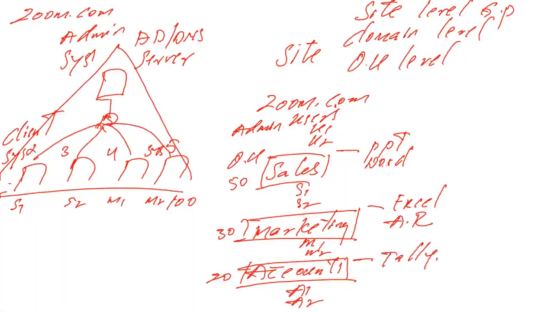So total how many applications? 5 applications: PowerPoint and Word for sales users, Excel and Adobe Reader for marketing, and the Tally application for account users, right? And my boss said to serve these applications in the network, and allow the user to access these applications from any machine in the network.